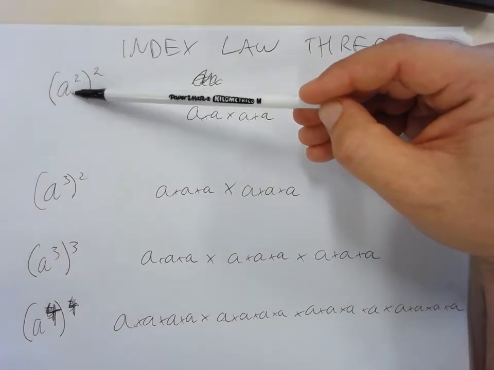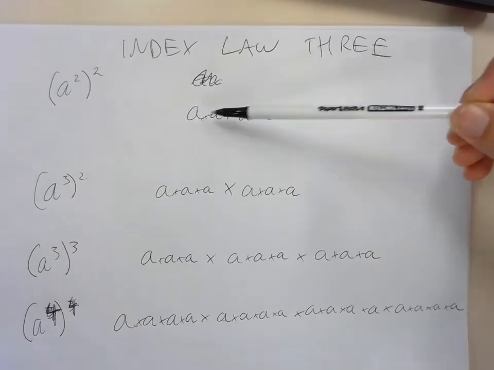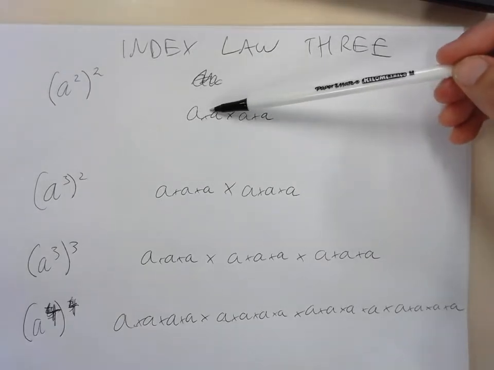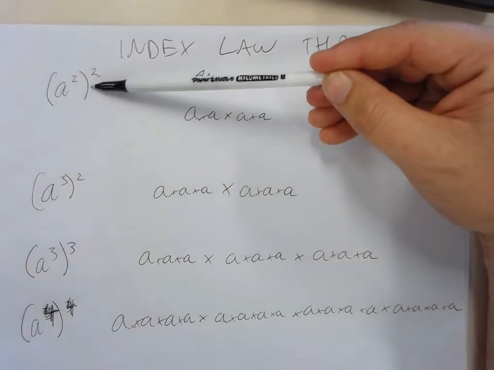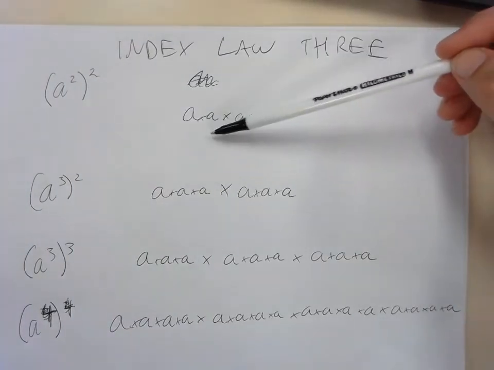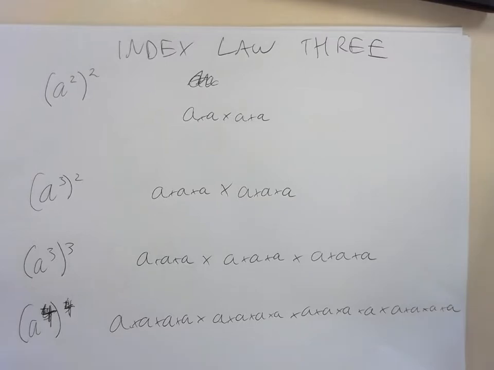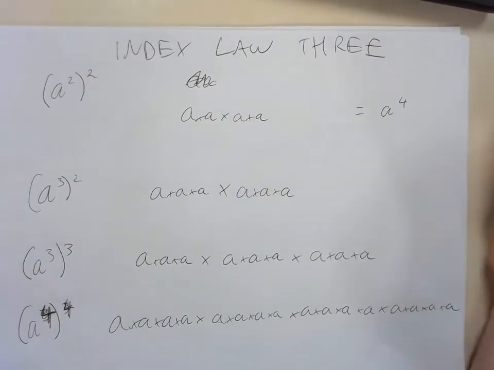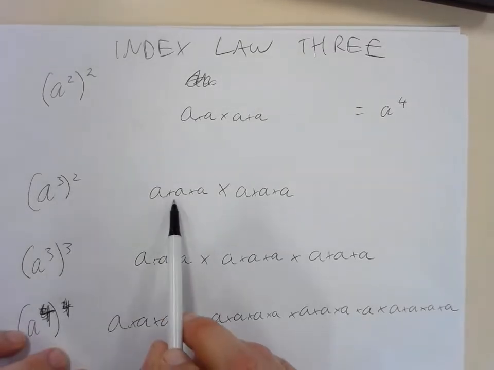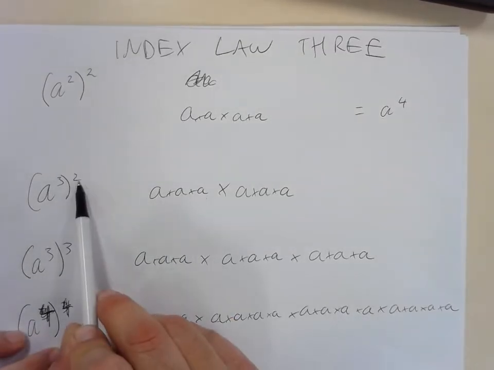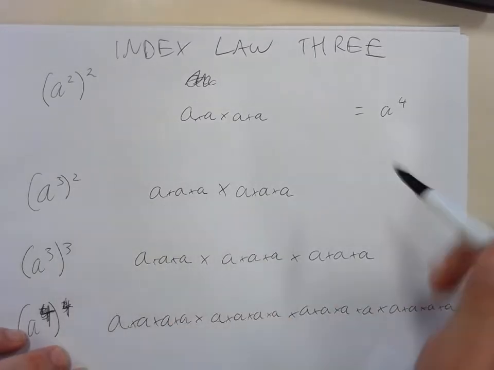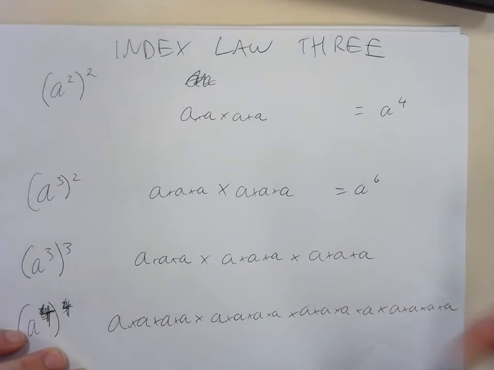So that one is where, if I'm writing into expanded form, a times a, but I've got to do it twice. So a times a times a times a. And so then I'll go back into my index notation. That becomes a to the power of 4. A to the power of 3 is a times a times a. But I'll multiply it all by itself. Times a times a times a. 1, 2, 3, 4, 5, 6.